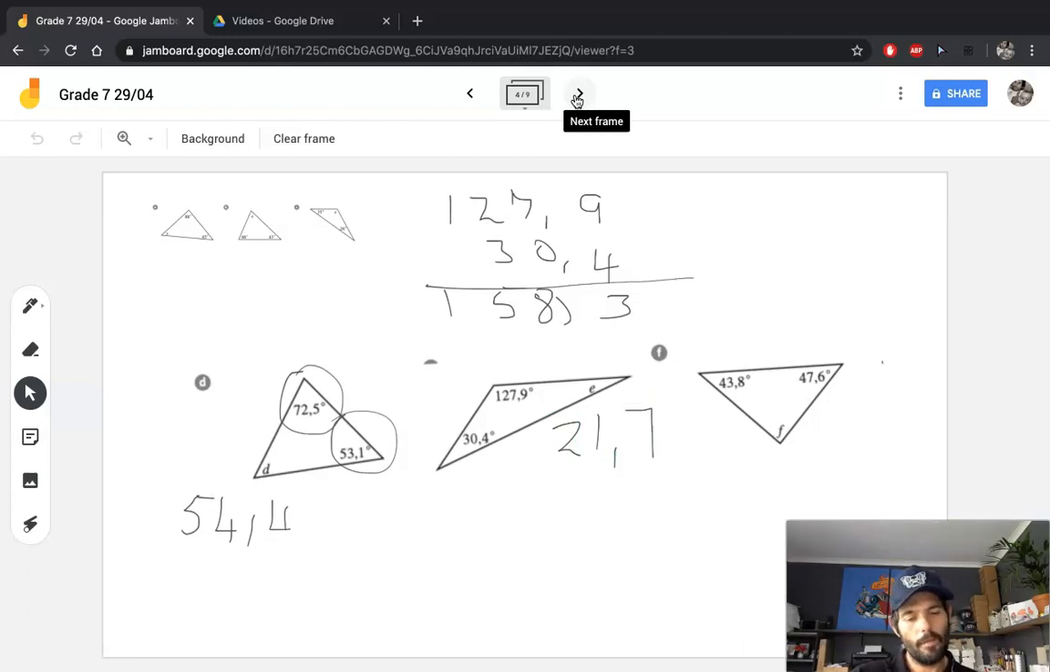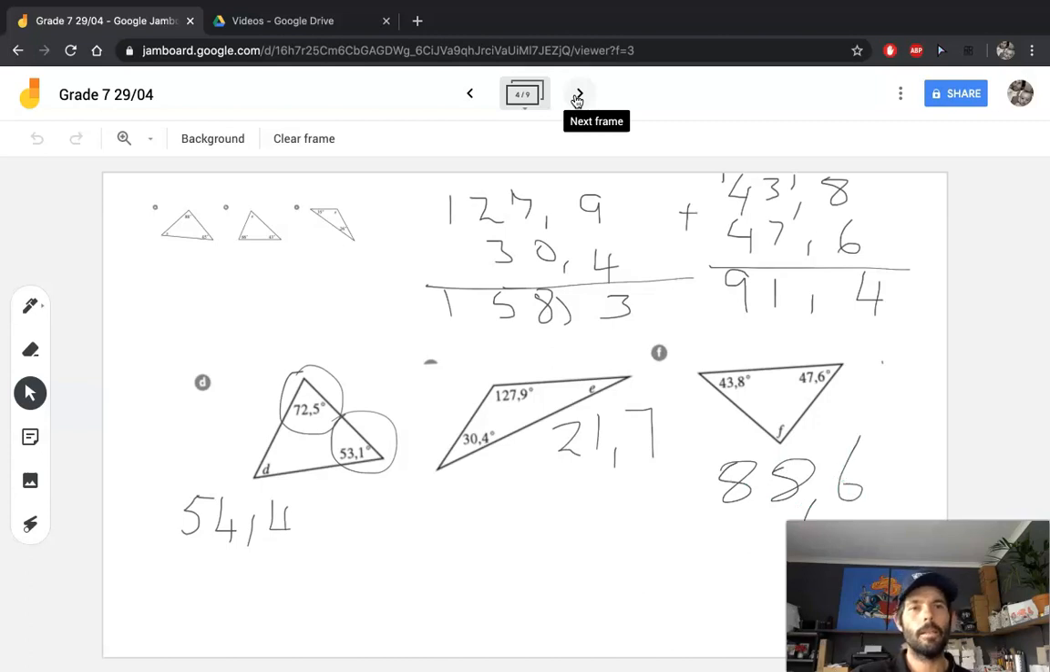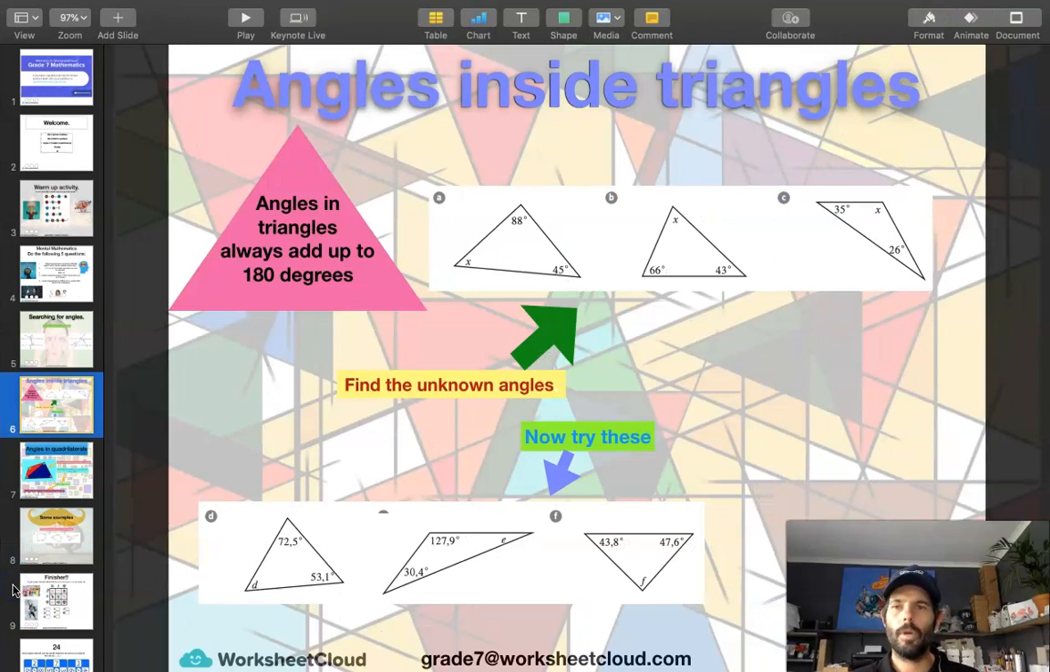And then for the last one, F is 43.8, and add that to 47.6. 8 and 6 is 14, carry the 1. Carry again. So there I've got my 91.4. All right, so how much left to 180 is going to be 88.6. So if I add 88.6 to 91.4, I get my 180. So that's your angles in a triangle adding up to 180.